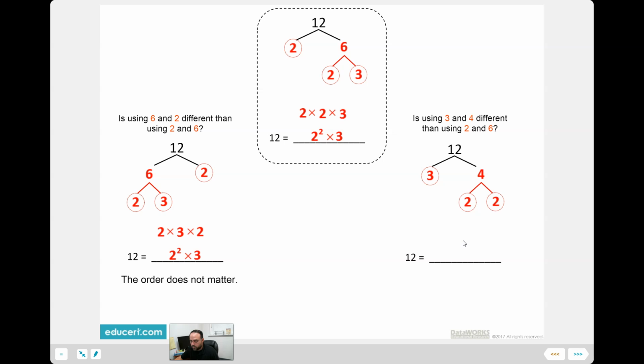So now we organize the multiplication of these prime endpoints. 3 times 2 times 2. And we use exponent notation once again to represent 2 times 2 as 2 squared and multiply that 3 that's attached to it, giving us 2 to the second power times 3. And we have the same factorization as before. So we can use any of the pairs in any order as long as we do not use 1 and the given number of the factorization tree.